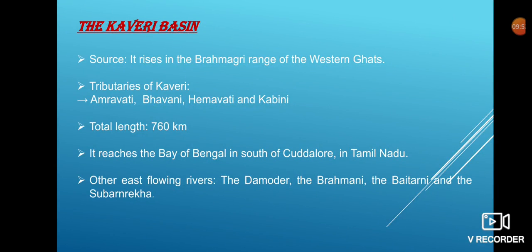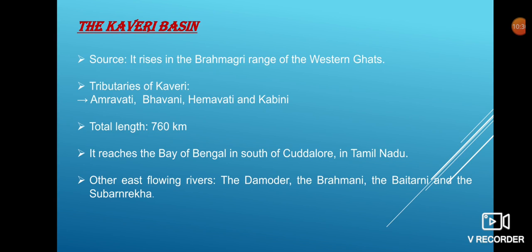The Kaveri Basin. The Kaveri rises in the Brahmagiri range of the Western Ghats and it reaches the Bay of Bengal south of Cuddalore in Tamil Nadu. The total length of this river is about 760 kilometers. Its main tributaries are Amravati, Bhavani, Hemavati, and Kabini. Its basin drains parts of Karnataka, Kerala, and Tamil Nadu.